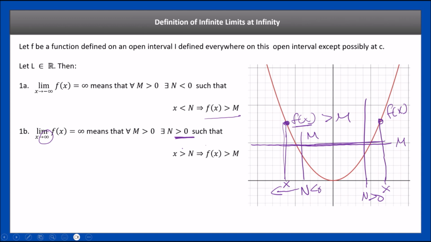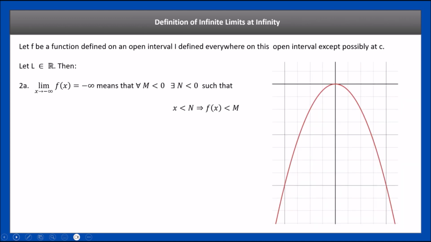So now let's take a look at the second part of it. This is if you have negative infinity instead of positive infinity for this part right here. Because this is negative infinity, that means M has to be less than 0. Okay. And because x is approaching negative infinity, the N has to be less than 0 as well.